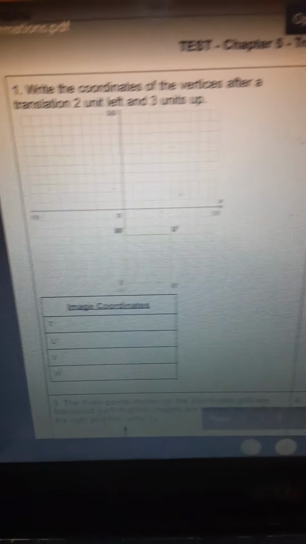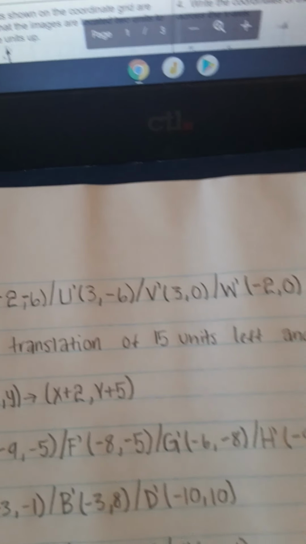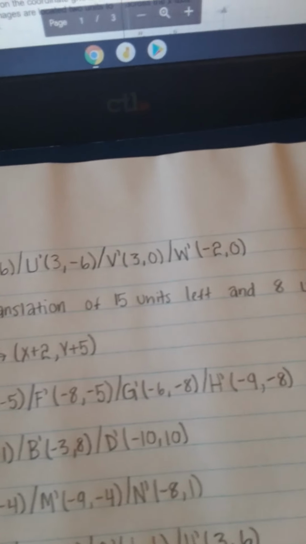So this first question asks to write the coordinates after translation of 2 units left and 3 units up. I would do it right now like that. I could explain it, but the video would take too much time, so I'm just gonna do it like this. So T prime is -2, -6. U prime is 3, -6. B prime 3, 3, 0, and W prime -2, 0, or 0.